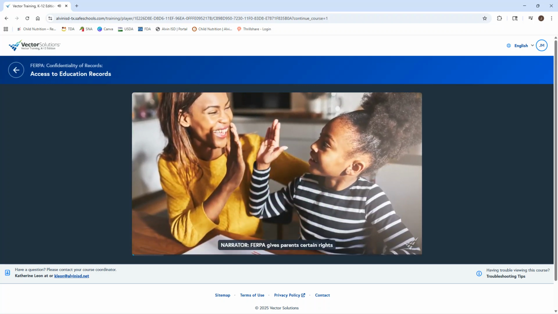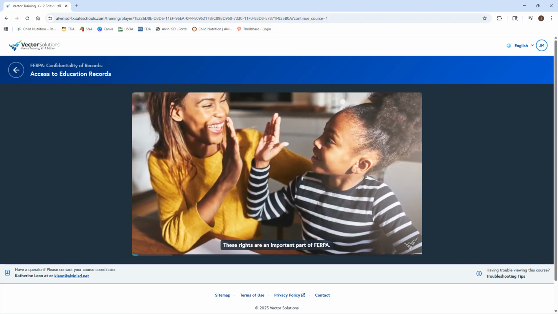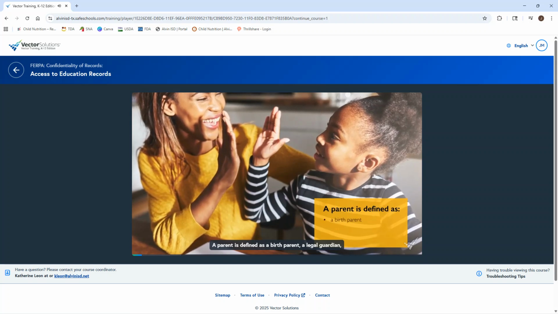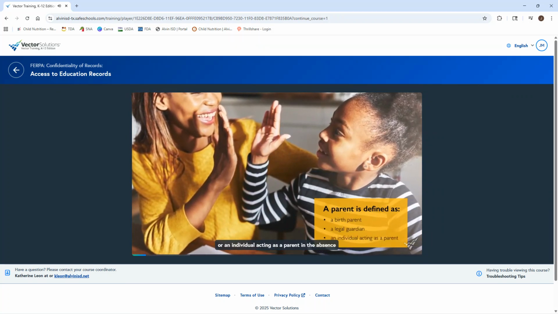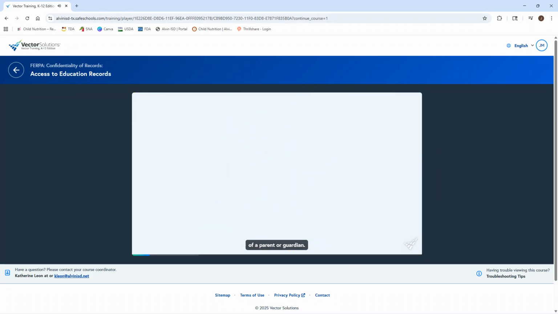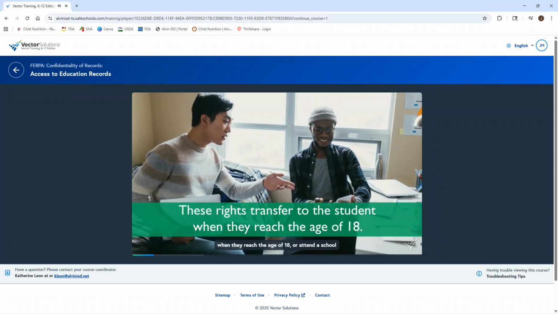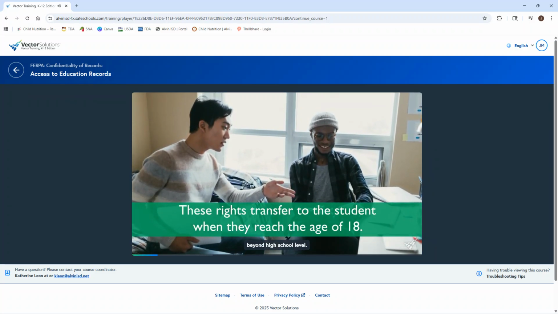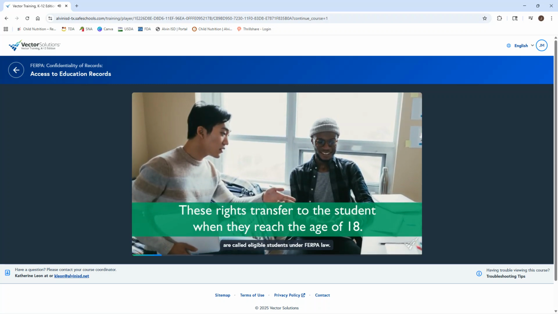FERPA gives parents certain rights regarding their children's education records. These rights are an important part of FERPA. A parent is defined as a birth parent, a legal guardian, or an individual acting as a parent in the absence of a parent or guardian. These rights transfer to the student when they reach the age of 18 or attend a school beyond high school level. Students to whom the rights have transferred are called eligible students under FERPA law.